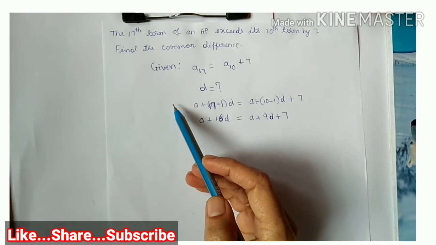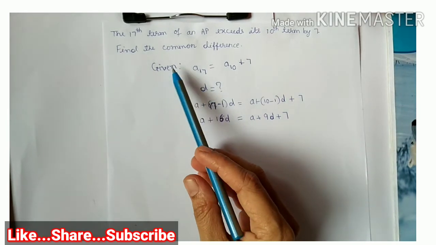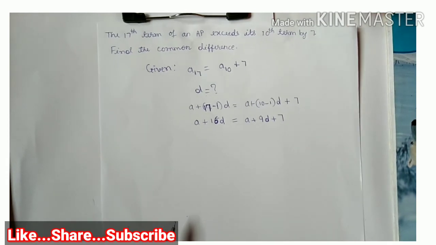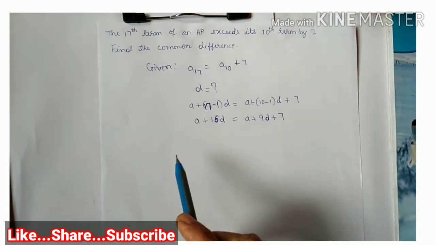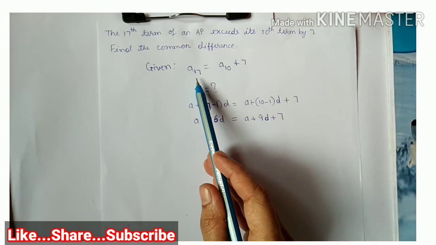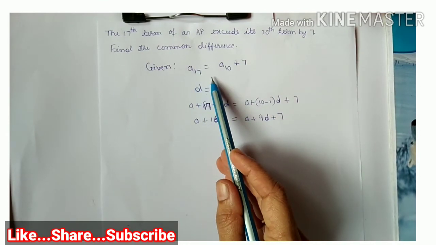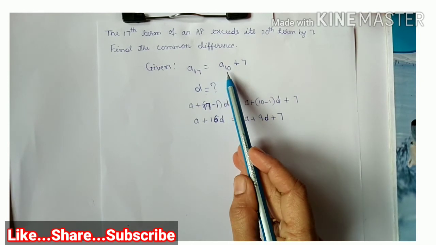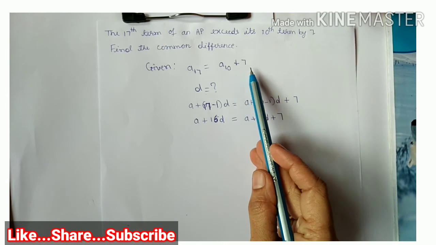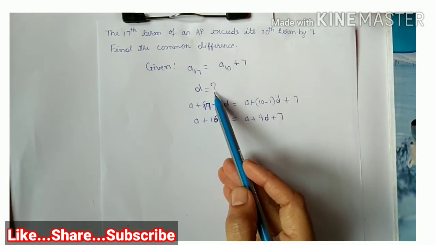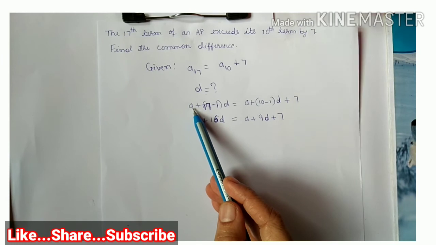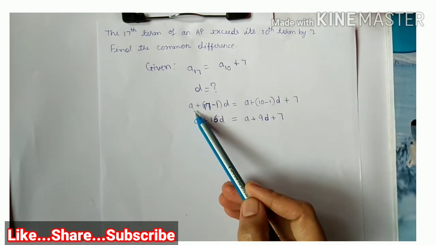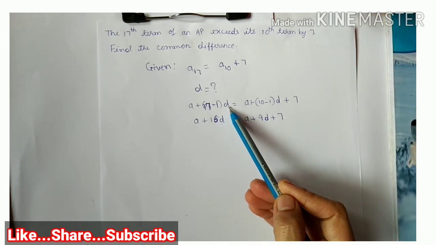Let us consider the next example. The 17th term of an AP exceeds its 10th term by 7. Find the common difference. Here the 17th term a17 of an AP exceeds the 10th term a10 by 7. Find d, the common difference. We know a17 is a + (17 - 1) into d, using the nth term of an AP.